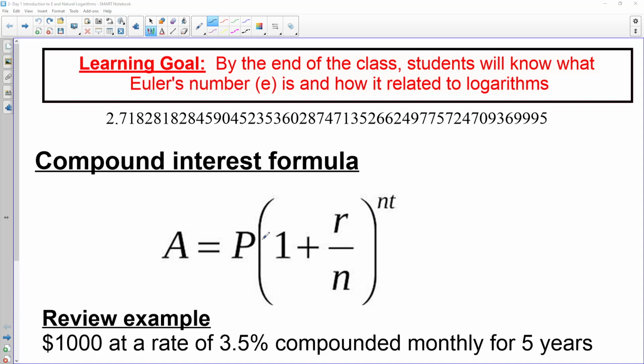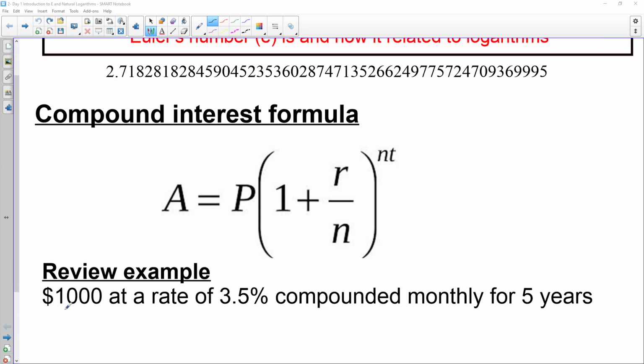I have up here the compound interest formula, and down here at the bottom, I just have a quick example that we're going to go through. Whenever we do compound interest, we typically need to know the starting value, which is P. We need to know the rate, which you can see down here I have 3.5%. We'll turn that to a decimal. We need to know how frequently we are compounding, and in this case monthly will be the n value. And we need to know the number of years.